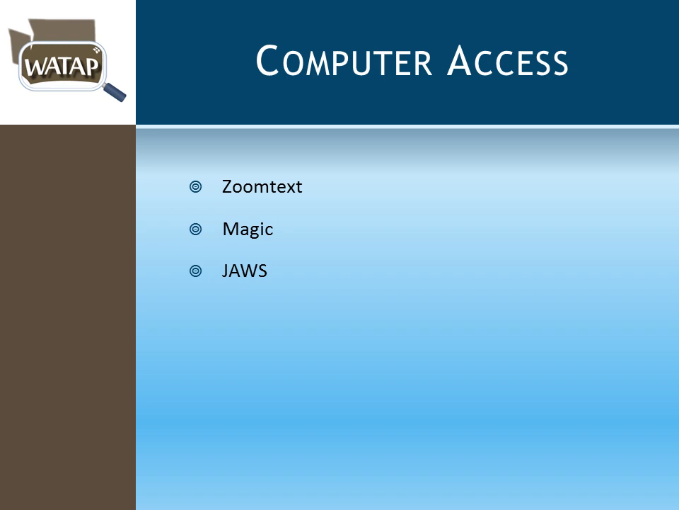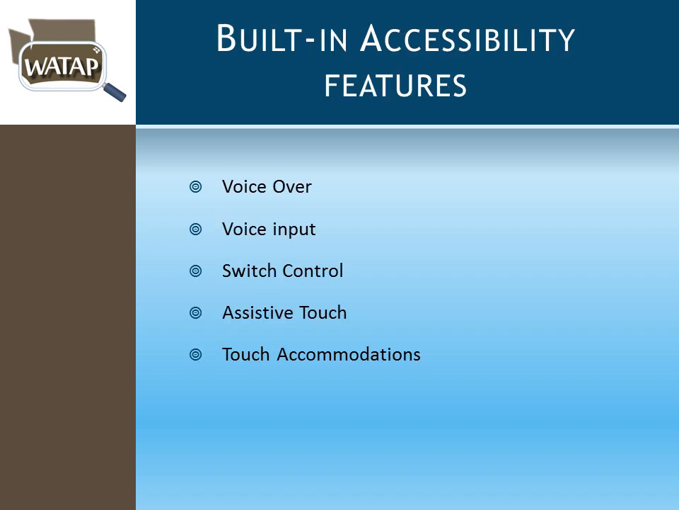Moving on to computer access. This slide is providing you with some familiar software. ZoomText and Magic are screen magnification software, and JAWS is a software program for navigating the computer for those individuals who have no functional vision. It's screen reader software. I'm not going to spend a lot of time on these, but know that they are still fully available for individuals with vision impairments.